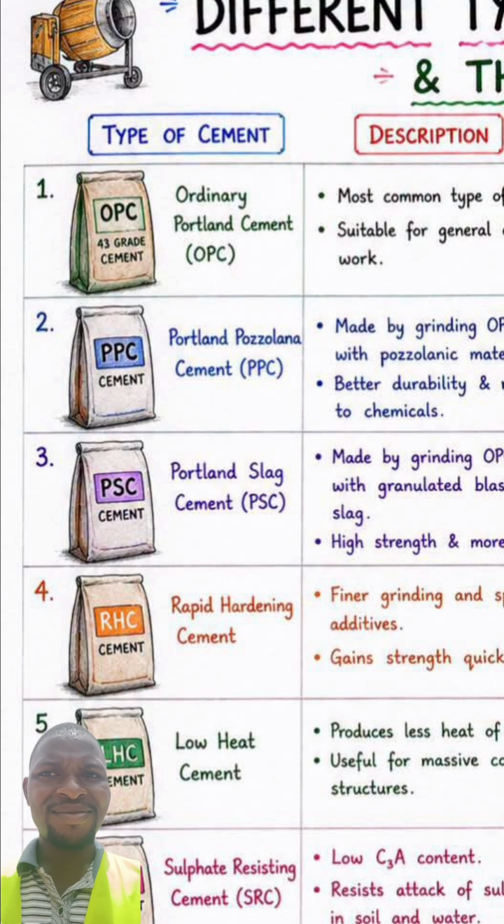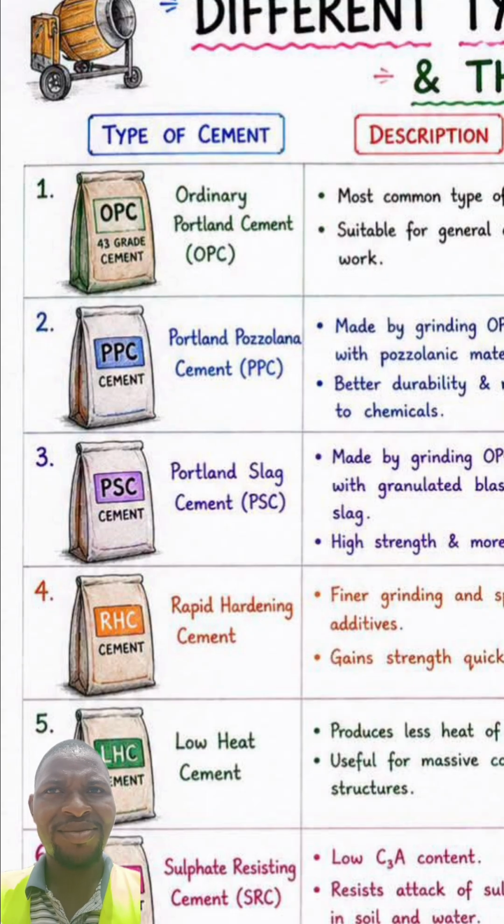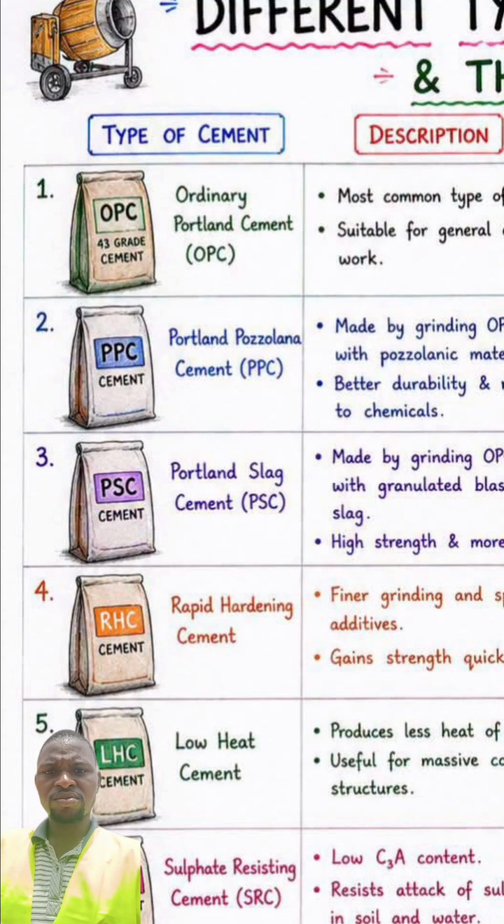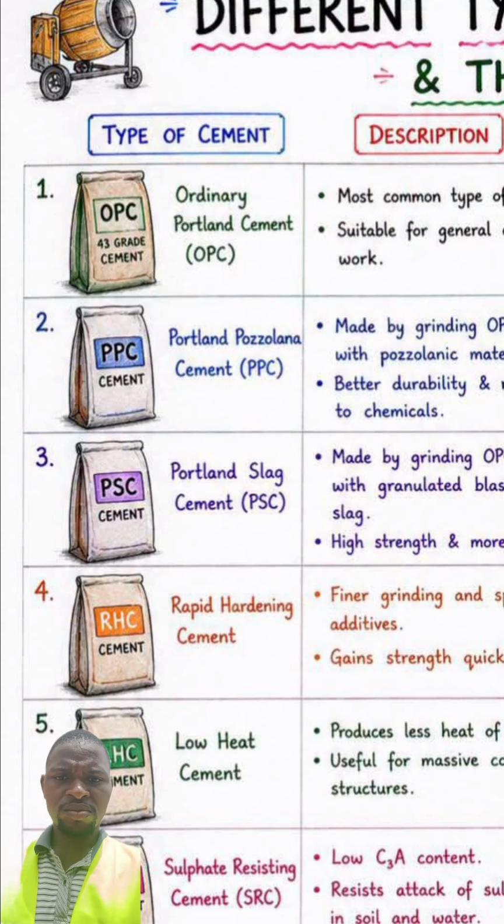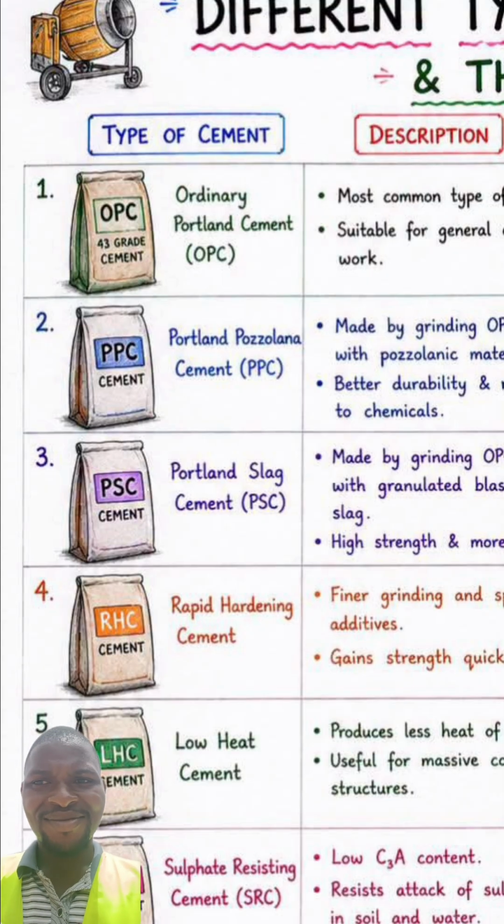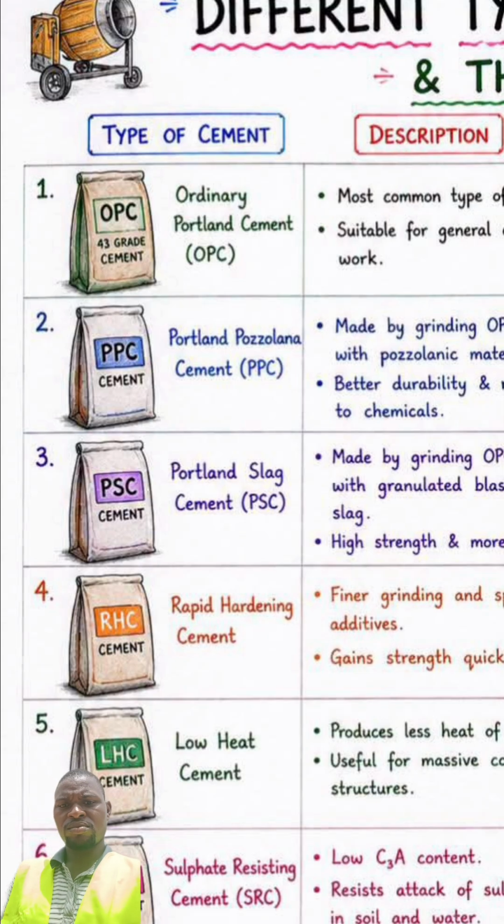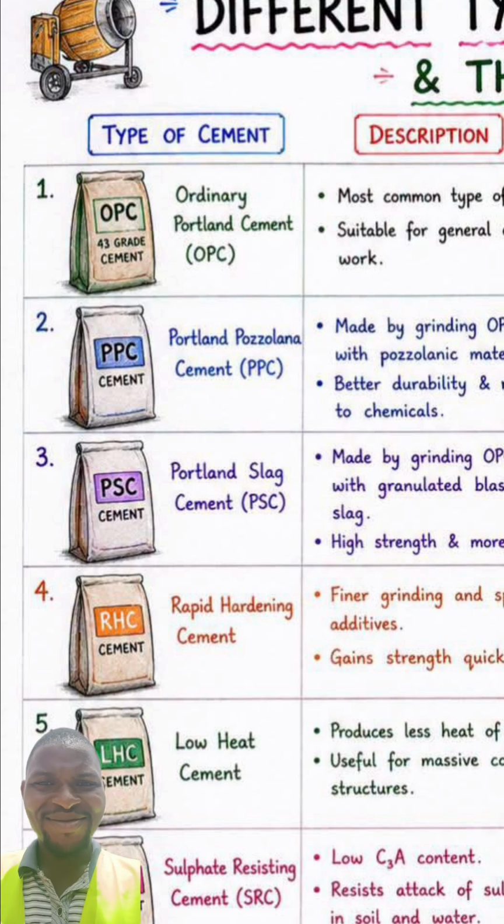Then the second one is PPC, that is Portland Pozzolana cement. You understand? The names are very funny, but that is how it is. Portland Pozzolana cement, so it is known as PPC. Then we have the PSC, that is Portland Slag Cement. Then we have the RHC, that is Rapid Hardening Cement. We are still going to be looking at the description and the usage. I just want to list the types.